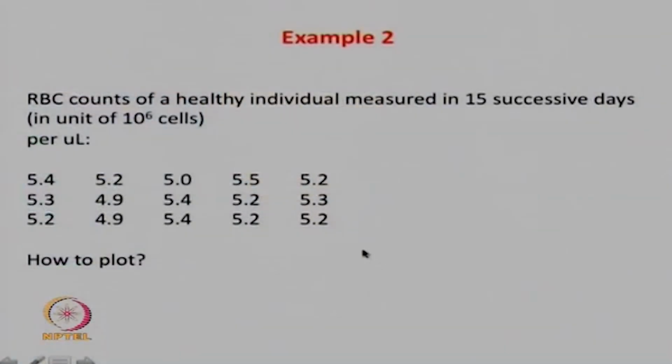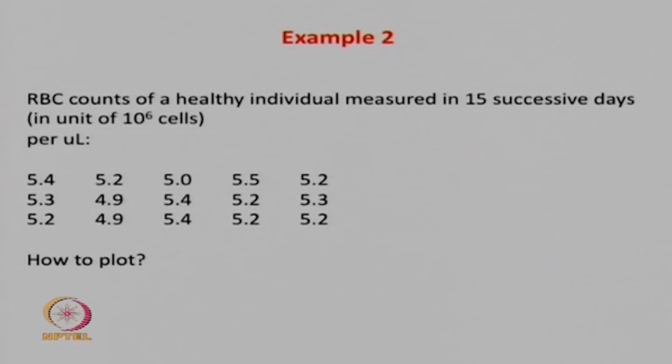Okay. So, let us take another example. This is the data for RBC counts of a healthy individual measured on 15 successive days. It has units of 10 to the power 6 cells per microliter, where uL is short form for microliter. So, you can see fluctuating values. The question is how should we represent this data.